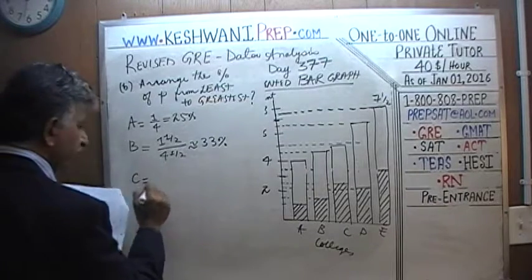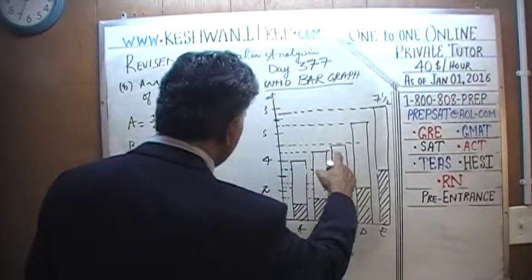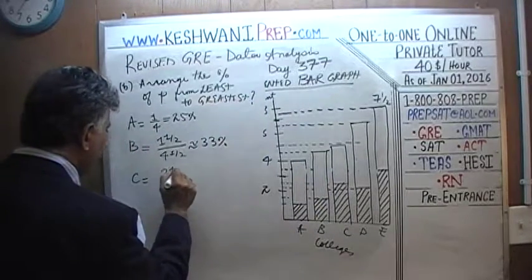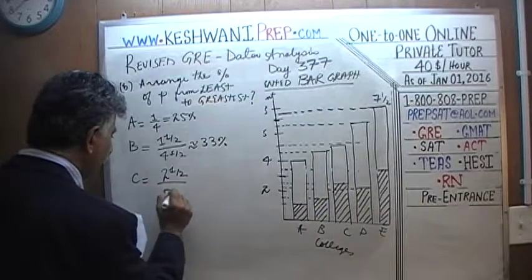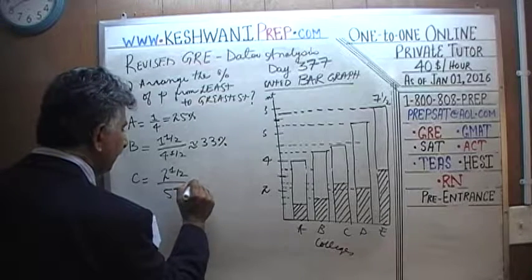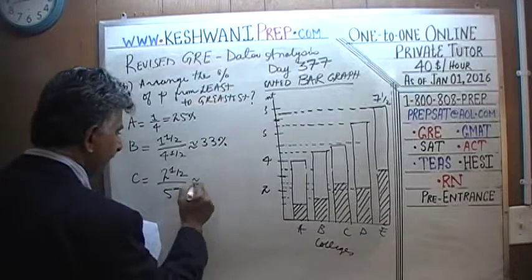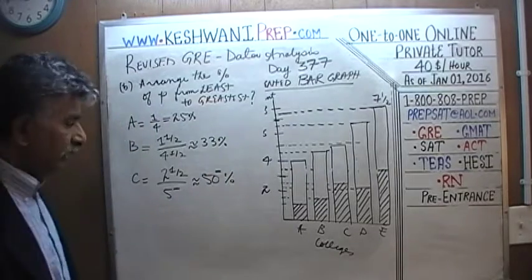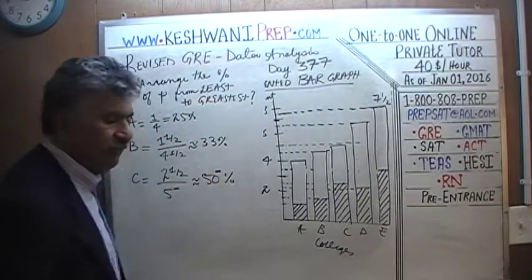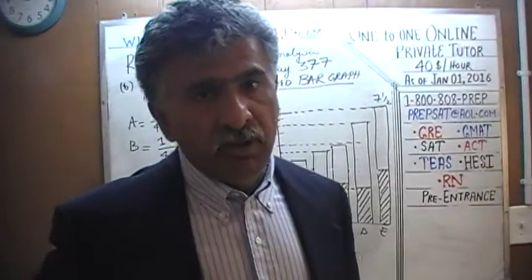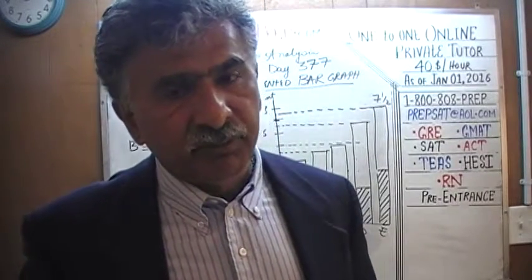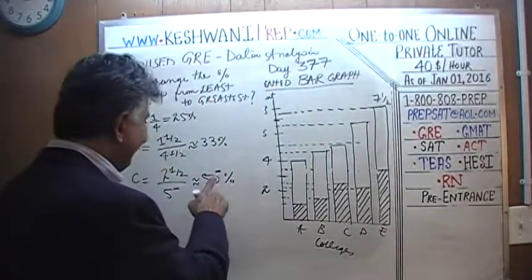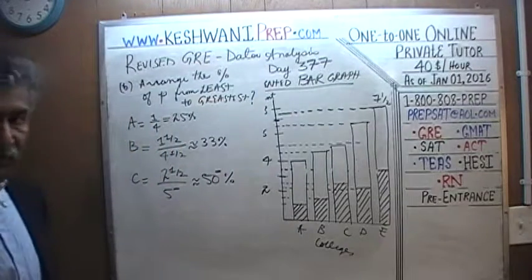C is also very straightforward. C is 2.5 out of almost 5. So this is going to be just a little under 50%. This is only going to come into play if we find another figure which is exactly 50%, or another figure that is slightly over 50%. Then, knowing that it is slightly under 50% and not exactly 50% would come in handy.